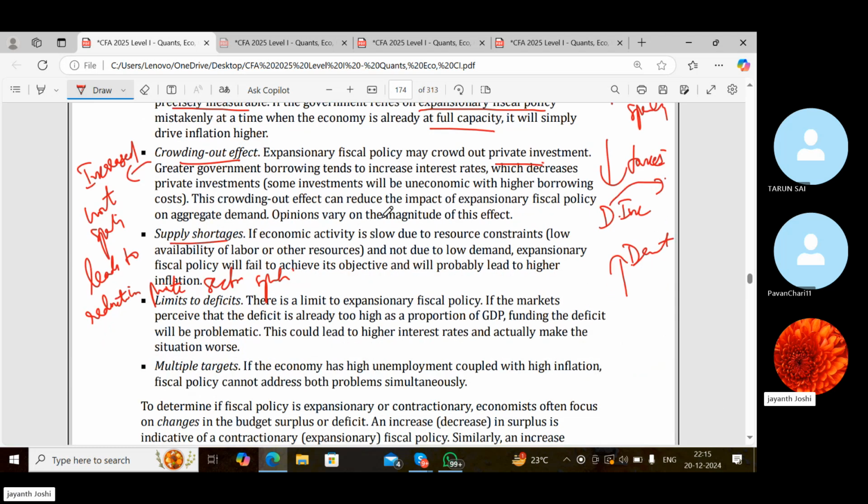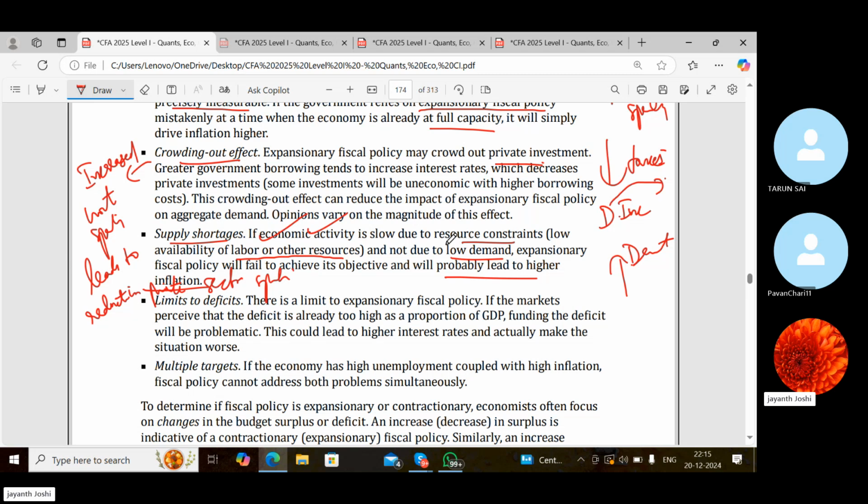Now supply shortages. If the economy is slow due to resource constraints, meaning they don't have enough resources like labor or other resources, and not due to low demand, expansionary fiscal policy will fail to achieve its objective and will probably lead to higher inflation. Why? There is a supply shortage because of the shortage of resources, not because of low demand. It's not like the manufacturers do not want to produce and supply in the market. The manufacturers want to supply in the market, but there is less availability of labor or resources.